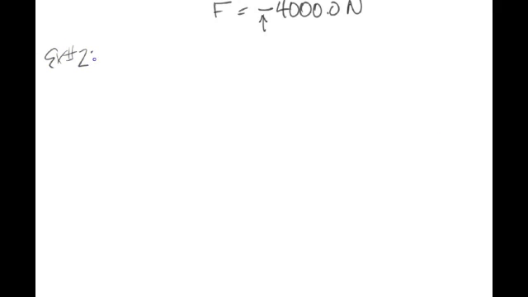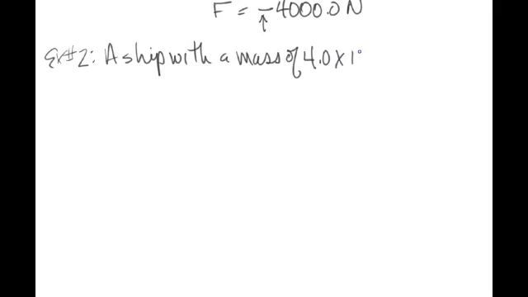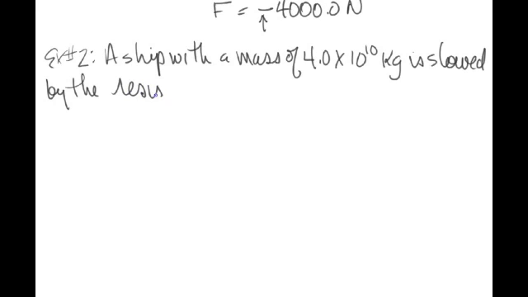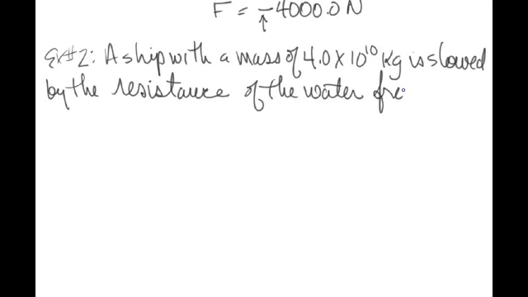Okay, example number 2. This one's going to be a little bit longer because it involves some bigger numbers. A ship with a mass of 4.0 times 10 to the 10th kilograms is slowed by the resistance of the water from 12.8 meters per second to a stop. So right away we know that the V2 is going to be 0.